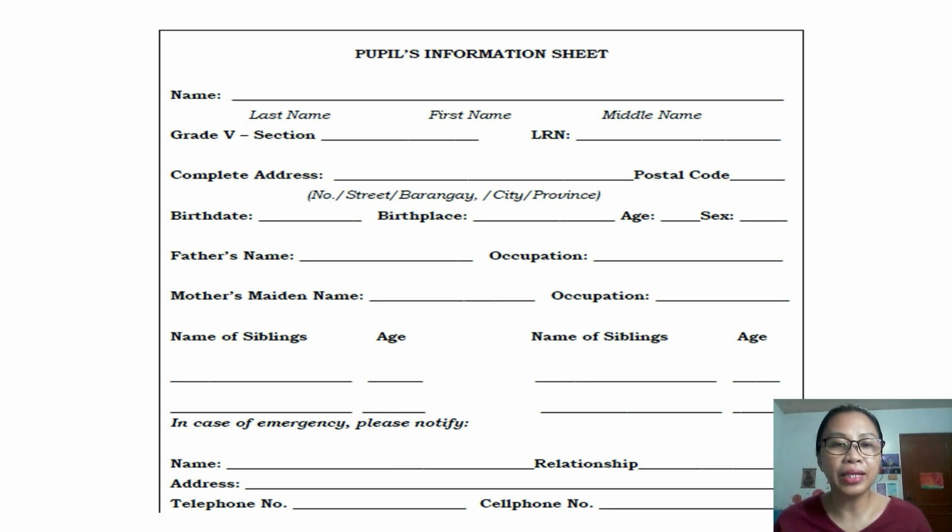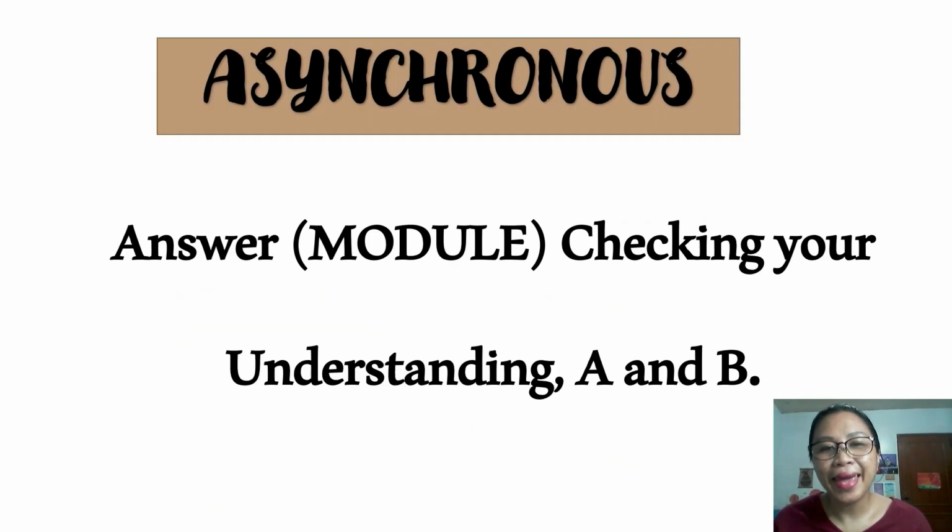And for the next activity, and for your asynchronous activity, you have to answer from your module, Checking Your Understanding. Remember, Checking Your Understanding A and B. We don't have page numbers on this module, so you have to find Checking Your Understanding A and B, and you have to be prepared for Part 2 of this lesson.